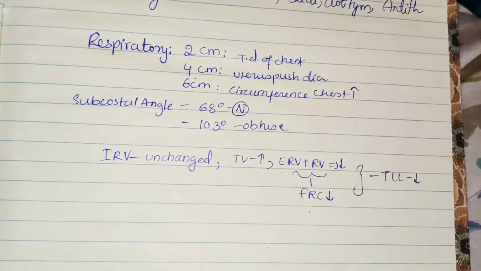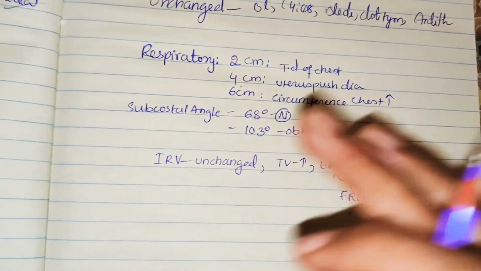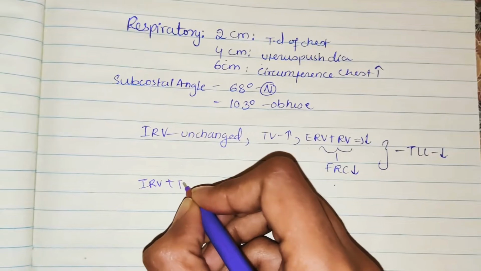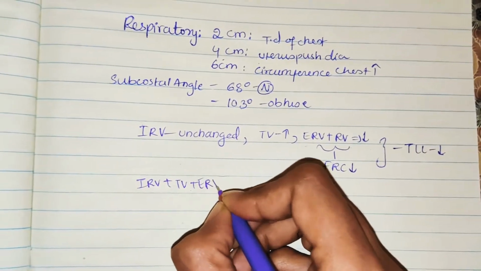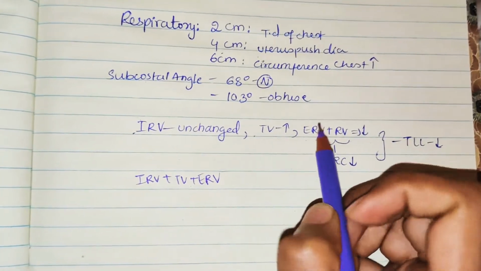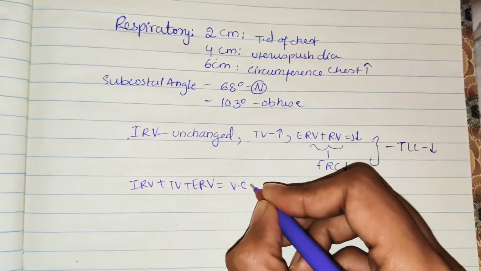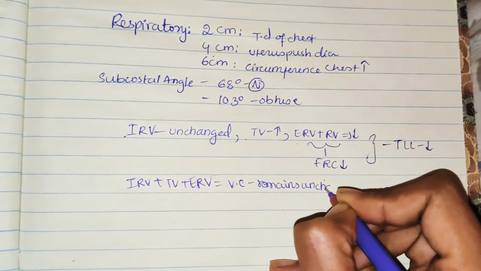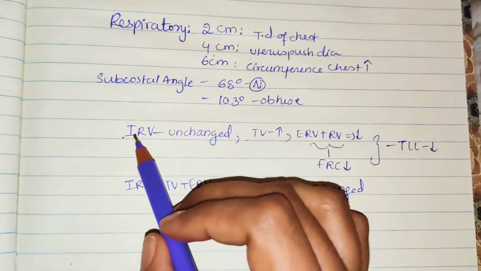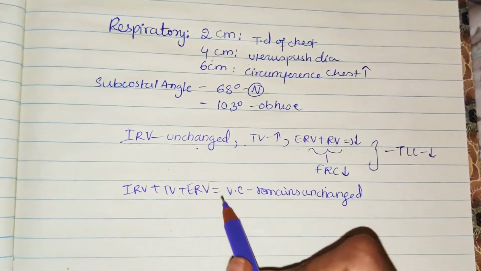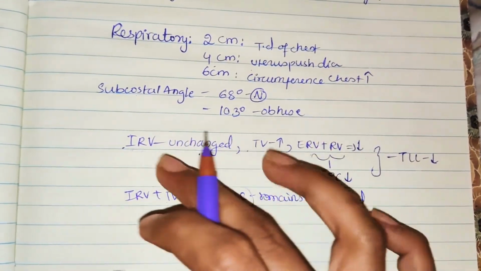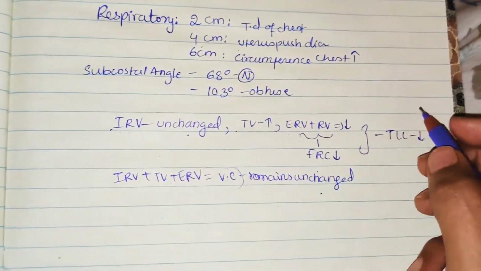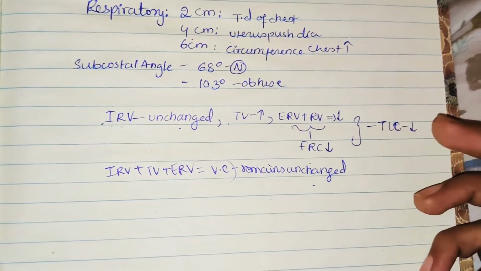So how to remember this? We have a simple technique. First, what you need to see is the inspiratory reserve volume, the tidal volume, and the expiratory reserve volume. These three together are called vital capacity, and this vital capacity remains unchanged. So remember that the inspiratory reserve volume is unchanged and even the vital capacity is unchanged. The vital capacity is the inspiratory reserve volume plus expiratory reserve volume plus tidal volume. Now coming to total lung capacity, as we already discussed, the total lung capacity drops.